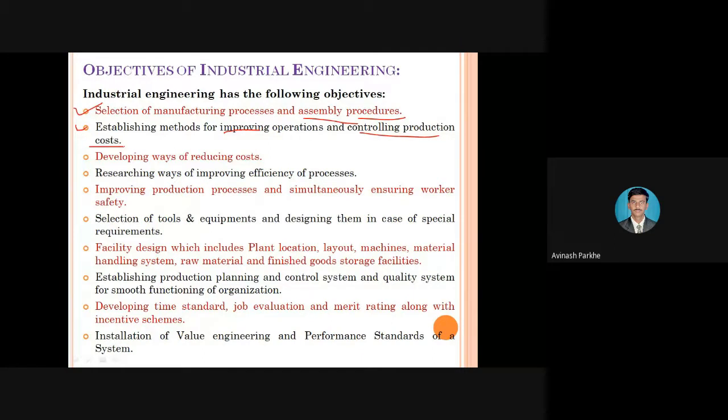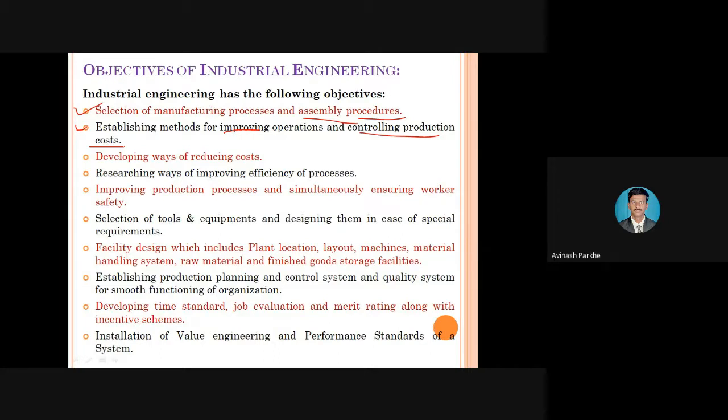Sometimes we are increasing the production on one side, but on the other side the production cost increases, because we are giving a larger number of inputs. If the number of inputs increases, no problem, production will increase 100%. But what is our requirement? Your production should increase without increasing the number of inputs.